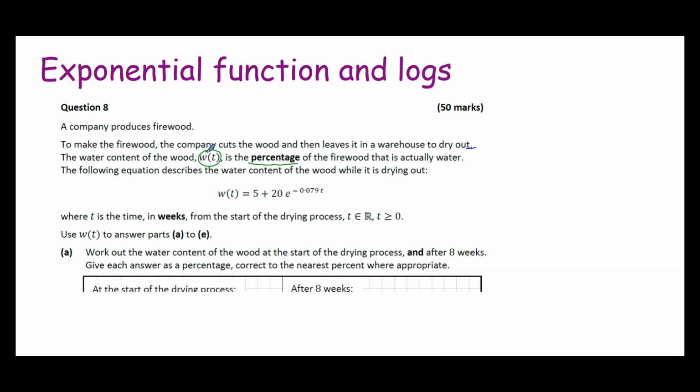So W(t) is a percentage. So when we are talking about this function, that's my y, and in this case, that's percentage. Okay, let's see what they're going to say about the x. So the following equation describes the water content of the wood while it is drying out, where t is time in weeks. Okay, so this is where I have x, that's the number of weeks that I'm going to put. So that's where that number of weeks is going to go.